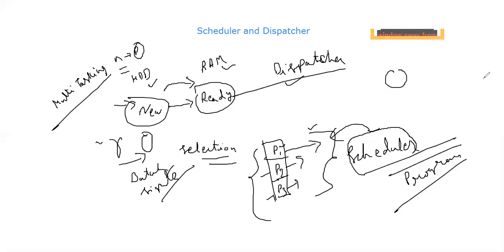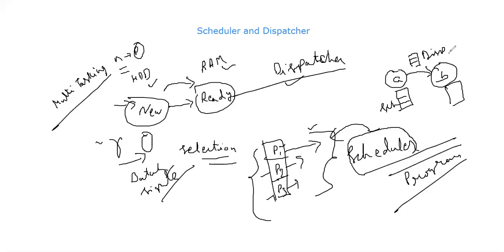So the dispatcher is another program which is for dispatching, sending from one state to another state. Taking scheduler and dispatcher with respect to two general states, suppose A and B: the program which works for selection is the scheduler. And between the two states, the program which works for sending is known as the dispatcher. So this is scheduler and dispatcher.